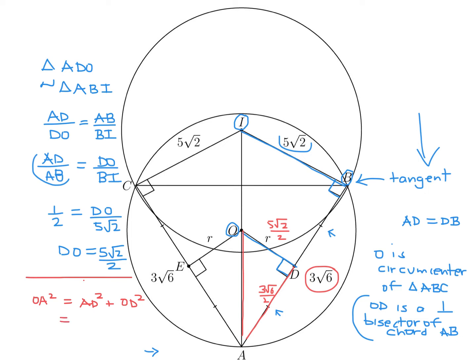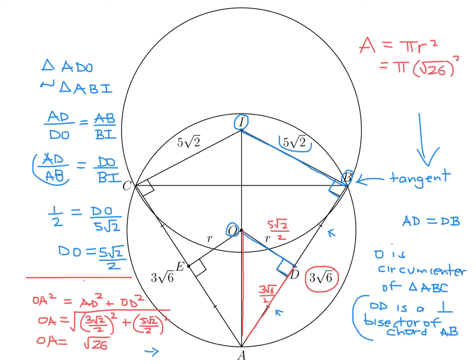Okay, so AD is 3 root 6 over 2 squared. OD is 5 root 2 over 2 squared. And put this all into the square root to figure out OA. And when you crunch out these numbers, I'll let you do that. You get root 26. Okay, so now we can figure out the area of that circle. Area, of course, is pi r squared. R, we just figured out, is OA, which is root 26. So root 26 all squared, and that is 26 pi. So 26 pi is our answer.